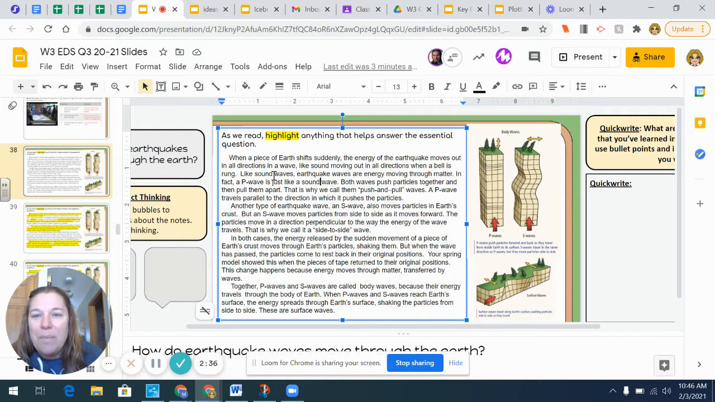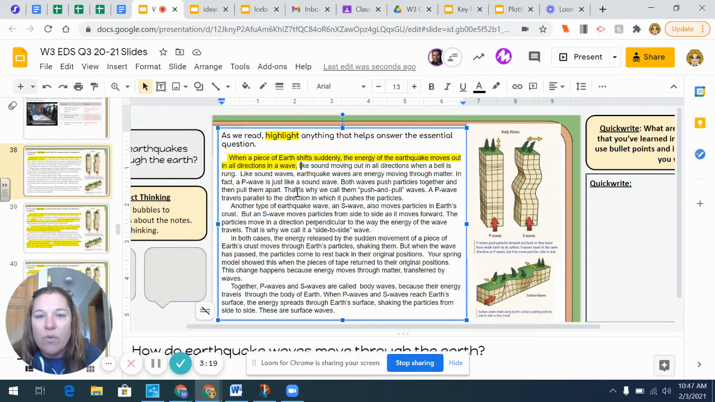It says, when a piece of earth shifts suddenly, the energy of the earthquake moves out in all directions like a wave, like sound moving in all directions when a bell is rung. So I'm going to highlight this. You just watched a video that showed the P waves and S waves moving just in one direction. A better model would have multiple slinkies going in multiple directions, but models sometimes have faults, and that is a fault of this model. So earthquake waves move in all directions as they are leaving where the earthquake starts.